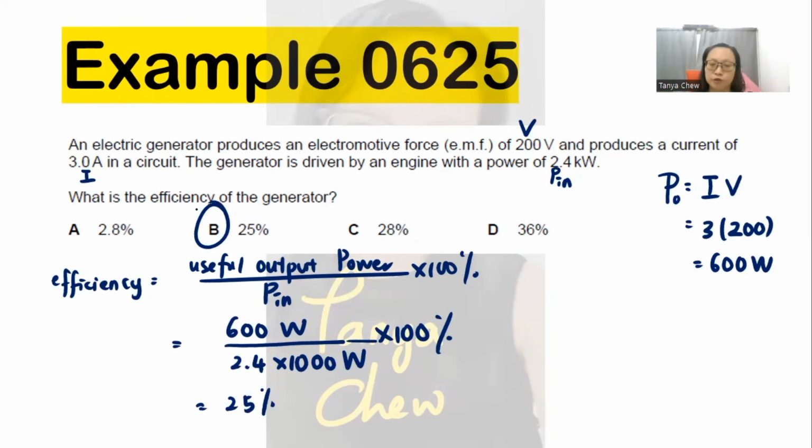So B is the answer. You just need to be careful with the units and make sure that they are of the same unit.